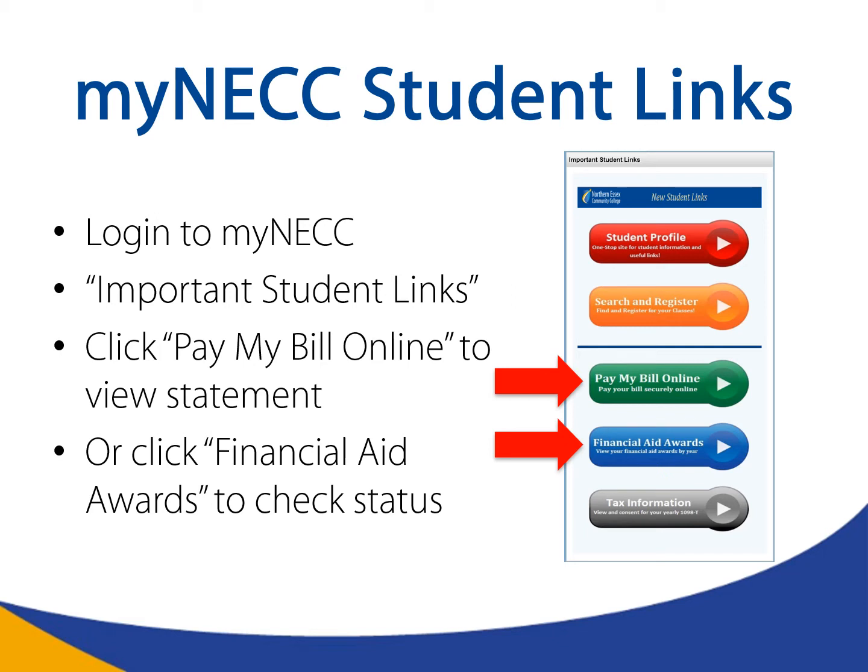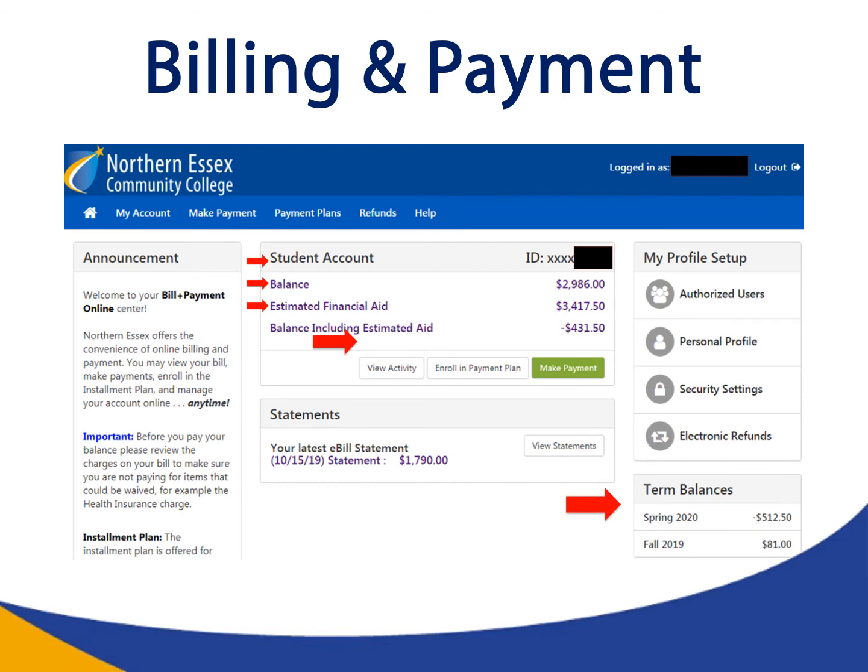If you click Pay My Bill Online, you will be able to view your statement and account status. If you click Financial Aid Awards, you will be able to see if any financial aid has been awarded and if it needs your electronic approval to be applied to your tuition. That process will be covered in a few slides. After clicking the Pay My Bill Online button, you can view your real-time account activity. You will be able to see your overall balance and what your balance is after applying any financial aid awards or credits. Students then have the option to click Make Payment to pay in full or Enroll in Payment Plan to set that up and spread out your payments.